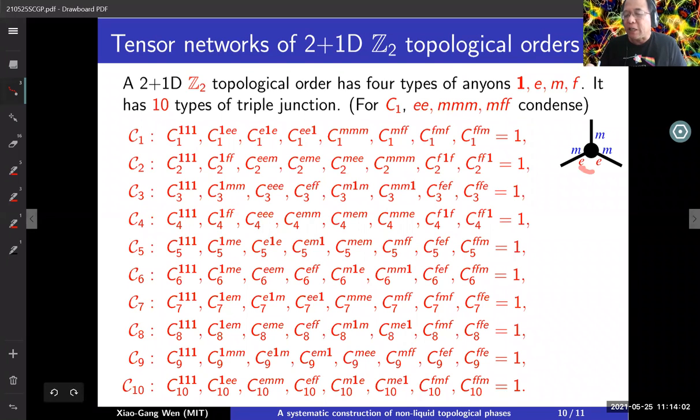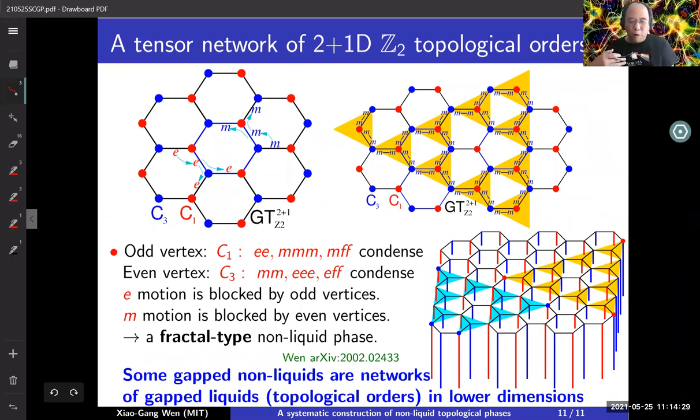When a pair of E can condense on a junction, that really means the topological excitation, the E excitation in one layer, can jump to another layer. Okay. However, when we have a triple M condense, that means a single M on one layer cannot jump to another layer. It has to split into two M's to move around. So this really leads to this fractal-like non-liquid fixed point.